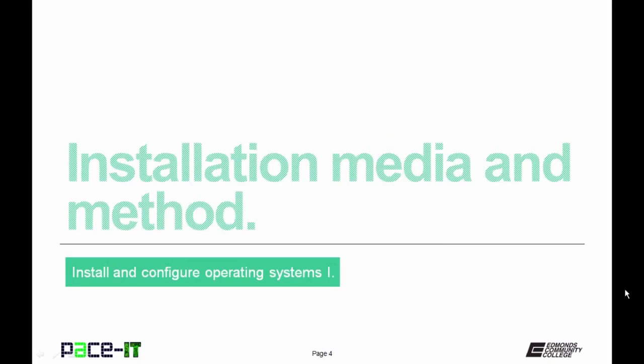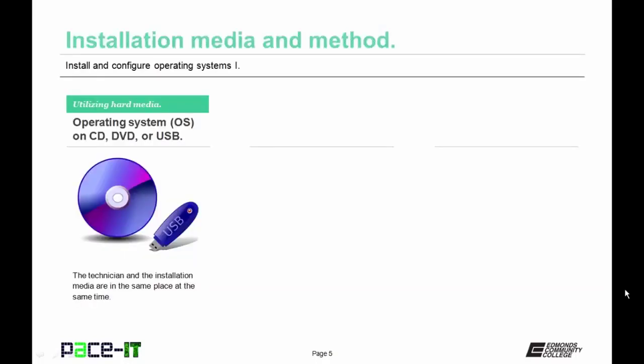We begin with installation media and method. I rolled those two into one just because it makes a lot of sense. So for installation media, the first thing that you can do is an installation of the operating system using hard media. Think CD-ROM, DVD, USB, portable hard drives, and so on and so forth.